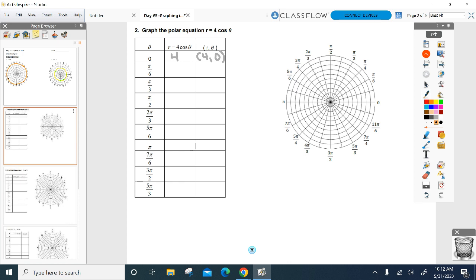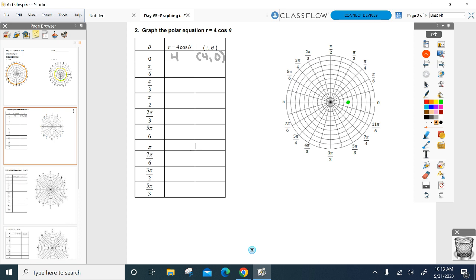So the first point we're going to graph is (4, 0), because that was the angle measure. Remember, we always graph the r value first, the theta second. So where's this on the curve? I go to 0, and I go how many out? 4 out. This is why we practice plotting points. So there's my first point right there.